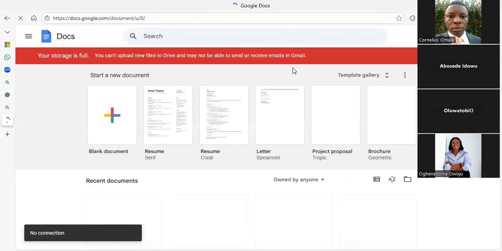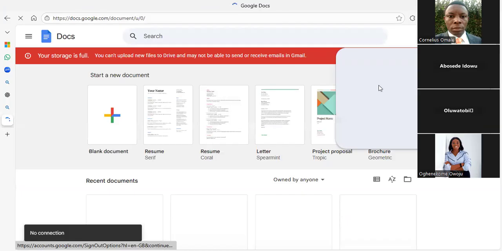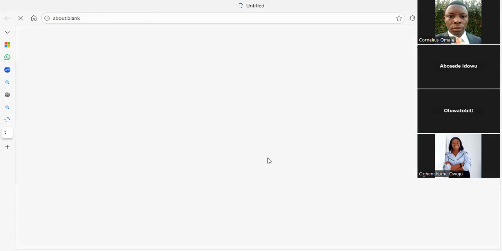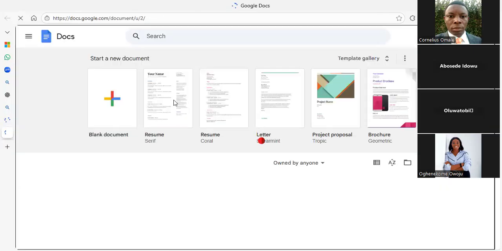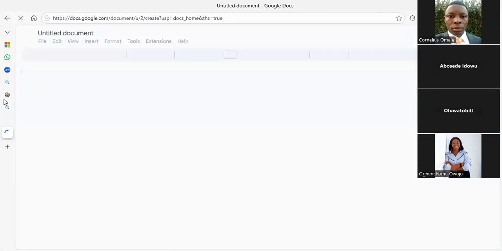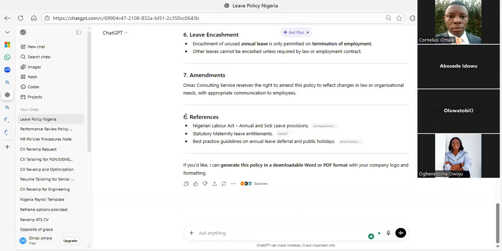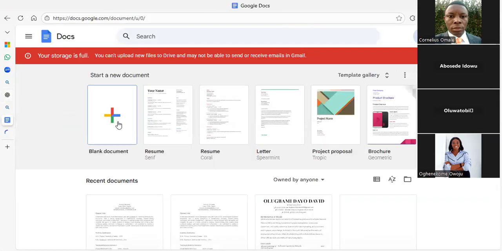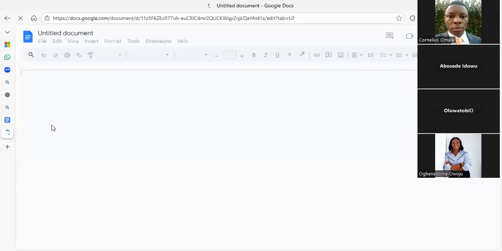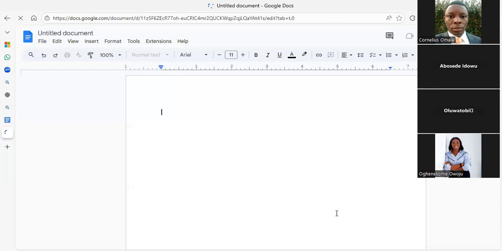So I'm taking it to Google Document. So I'm creating a new one. I'm copying it. I've copied it. So I'm taking it to my Google Doc. So I am there already. Let me stop sharing this and share that. Please confirm that you can see my Google document.